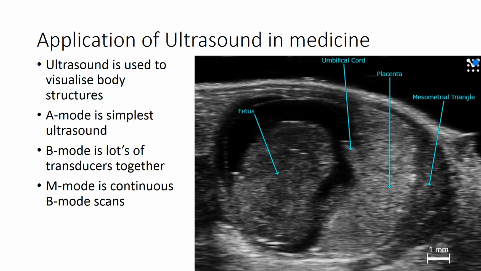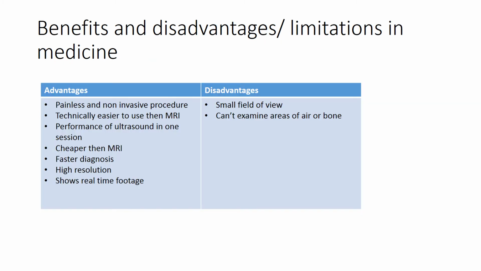B mode. B mode ultrasound is a linear array of transducers simultaneously scanning a plane through the body. This creates a 2D image. M mode. M mode ultrasound is a rapid sequence of B mode scans. This creates a motion picture. This means the doctor is able to see and measure a range of motion-related concepts, such as velocity and distance.